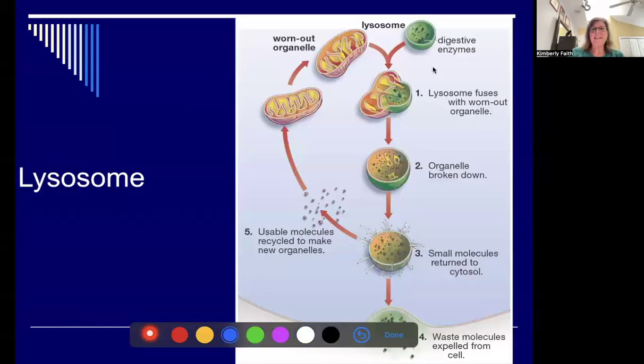So we can see here we have a food vacuole. Ooh, actually, this one, I'm sorry. I thought this was a different slide ahead. You have your lysosome, you have your digestive enzymes in there. This poor mitochondria is no longer functional, it's worn out. They will fuse together, and when it does that, those digestive enzymes are then released and it can break down the mitochondria. We will keep the materials that we can recycle. We will export the waste product.